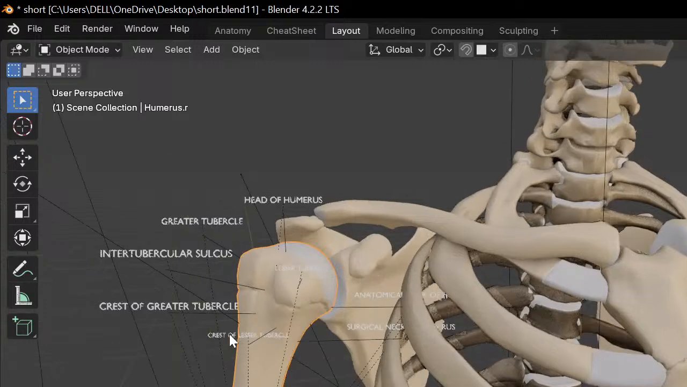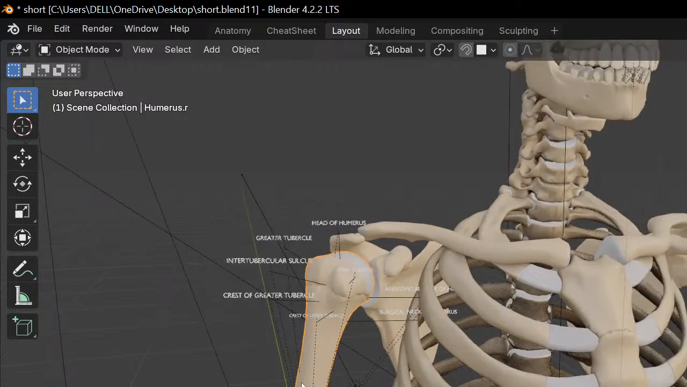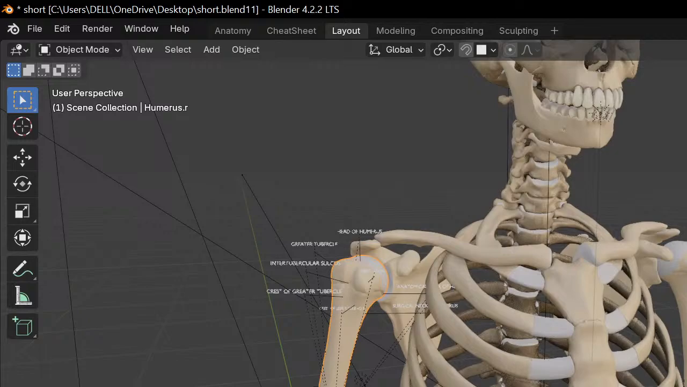Now the surgical neck, this area just beneath the tubercles, is the most commonly fractured area of the humerus. So it is known as the surgical neck of the humerus. If we go downward from there, we have the shaft of the humerus.